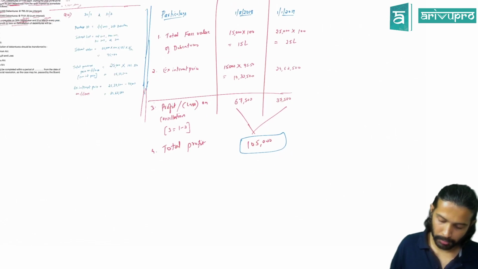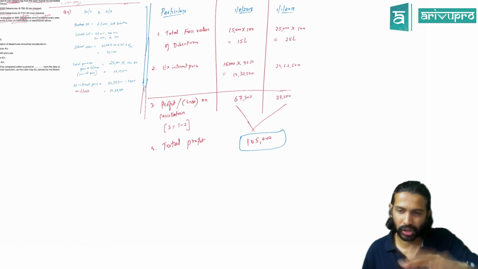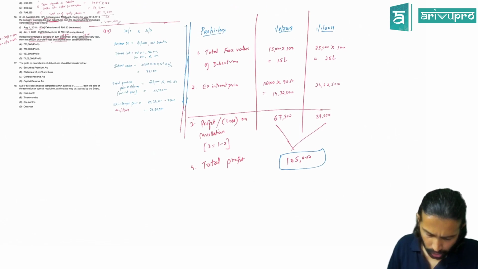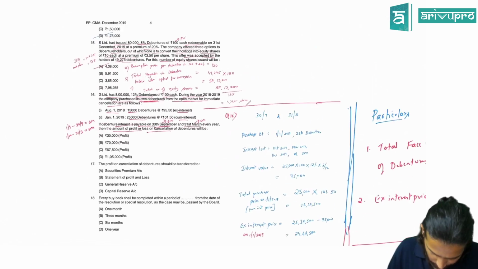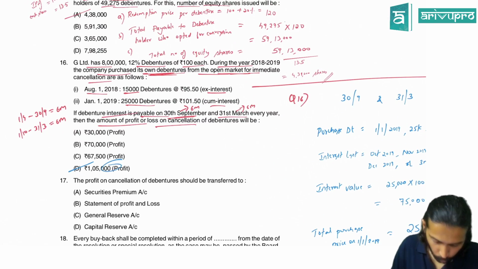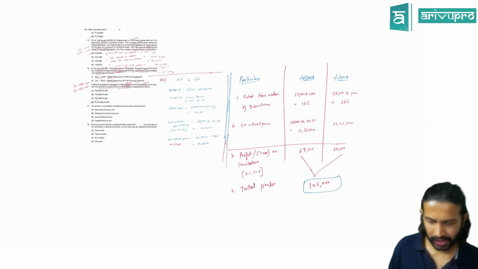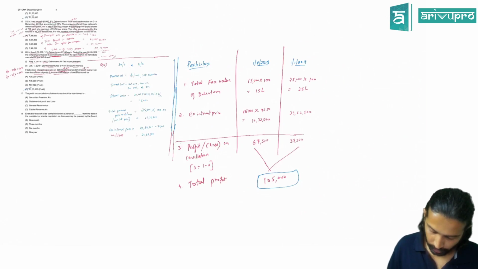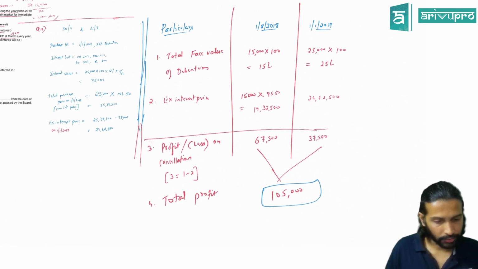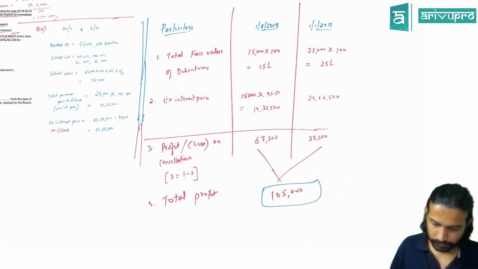We discussed the same problem with journal entry. Here they have not asked the journal entry. It is not required for us also. So total profit on cancellation is how much now here? Option D, which is 1,05,000. Again, a little lengthy question, but it'll offset. Don't worry. So that is the answer. 1,05,000 is the answer for that one.